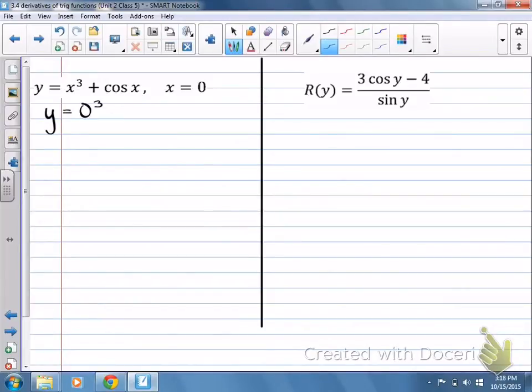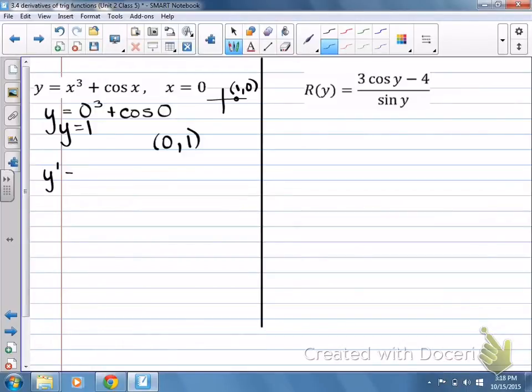I plug in 0, and cosine of 0 is 1. And then so I get y equals 1. So now I know my point that I'm looking at is (0, 1). Now I also need my slope, which I'm going to find my derivative first.